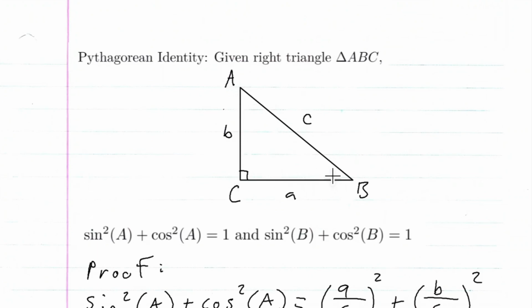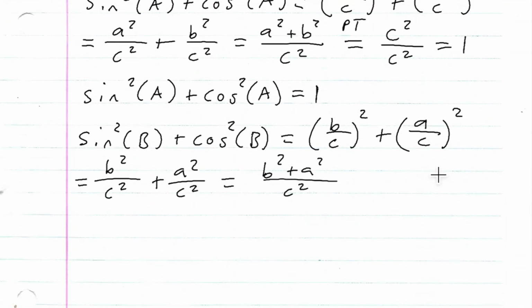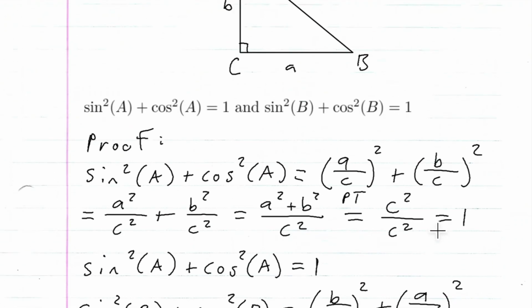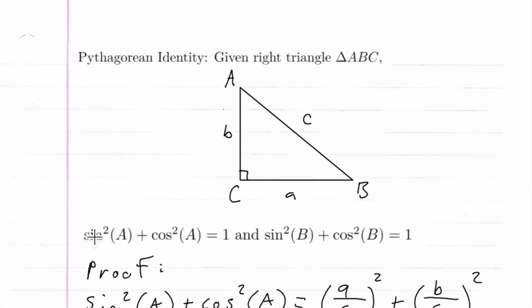Since B is a leg and A is a leg, B squared plus A squared is going to be C squared by the Pythagorean theorem. So this is equal to C squared over C squared, which is equal to 1. So we know sine squared of B plus cosine squared of B is in fact equal to 1. And that's what we set out to do. We set out to prove that the sine squared of an angle plus cosine squared of that angle is equal to 1, regardless of the angle we choose within the right triangle, right?